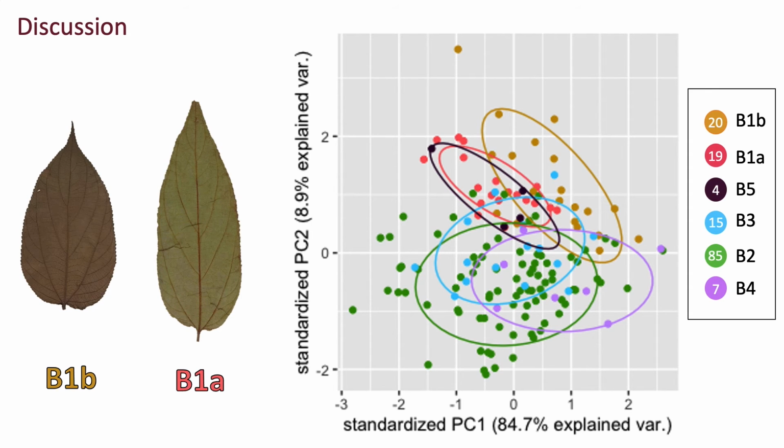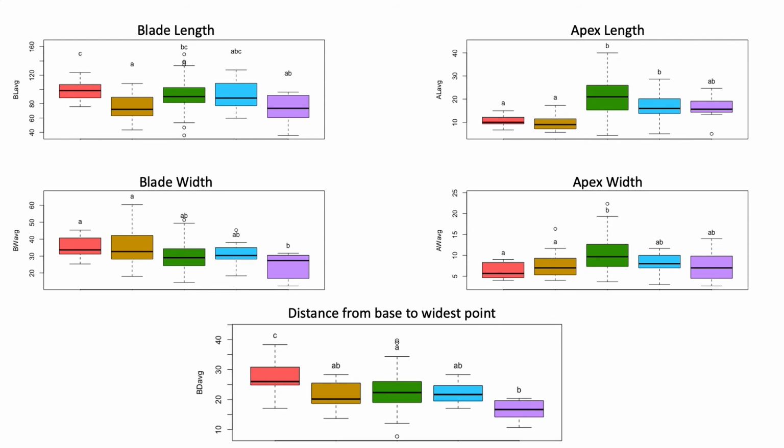If we look at the PCA that I showed earlier, we can see that B1b, this orange lineage, is somewhat morphologically distinct from B1A in this analysis. They're kind of overlapping, but they are occupying some different morphological space. We can see very clearly that they are occupying different morphological space from B2 and B4, the green and purple lineages. I'll talk more about B3, the blue one, later. When we look at the one-way ANOVA, which looks at the individual characters, we can see that blade length and distance from the base of the blade to the widest point were significantly different between these sister taxa.